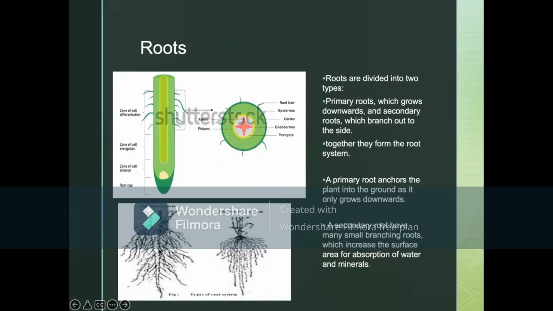Now the primary root is responsible for the anchoring of the plant firmly into the ground as it only grows downwards, firmly into the soil. While the secondary roots, which have many small branching roots, increase the surface area for the absorption of water and minerals from the soil. Okay, so as you can see, here are the secondary and the primary roots together. And this is a cross-sectional area of the roots. We don't need to talk about it here, but let's see that there is the xylem and the phloem, which we'll talk about in a bit.